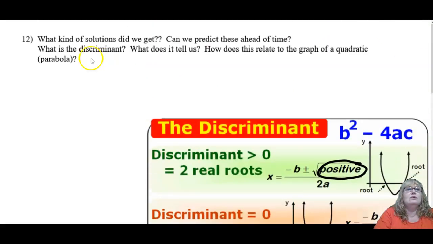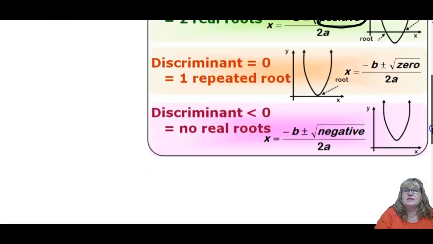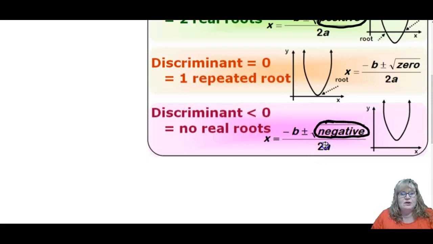When we had a negative number inside the radical, okay, then we ended up with imaginary solutions, which is this, okay? Inside of here, we wound up with a negative number. That meant we had imaginary solutions, which would mean the graph did not ever have any x-intercepts. It didn't ever cross the x-axis.